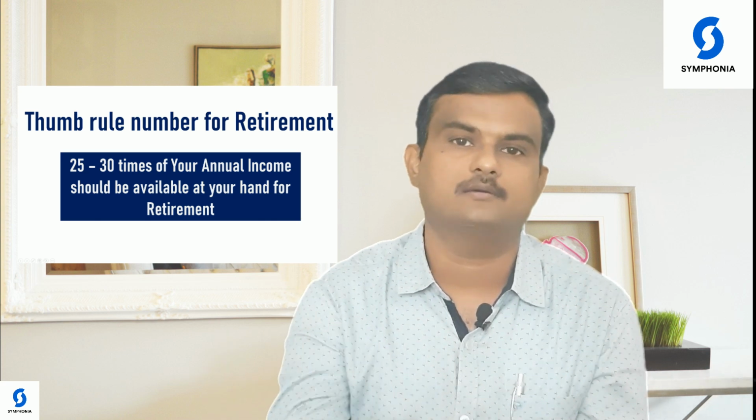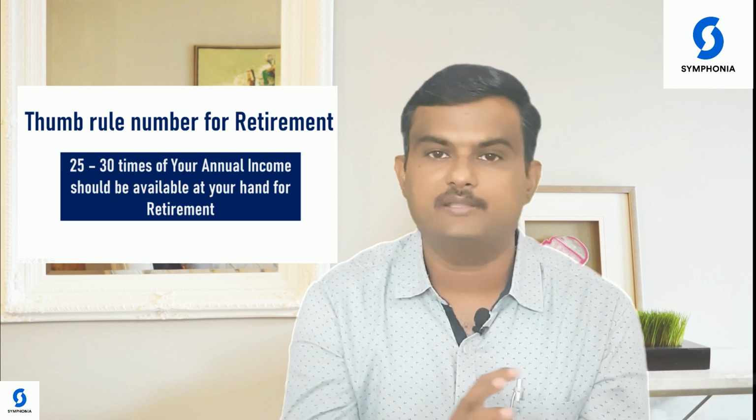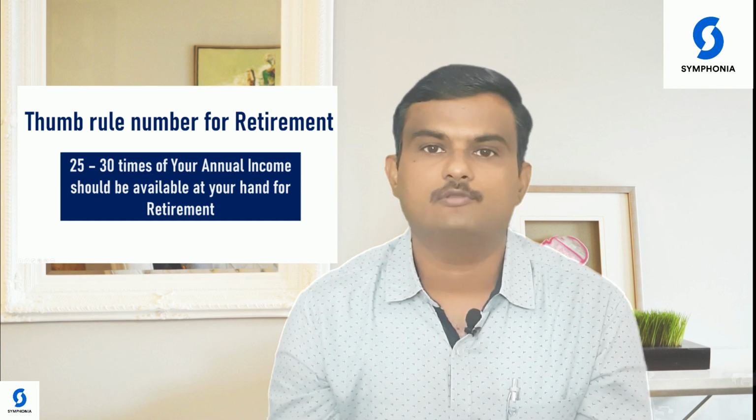So if your annual income is say 10 lakh rupees a year, then you should have a corpus of anywhere in the range of 2.5 to 3 crores. That will be a reasonably good number towards your retirement.